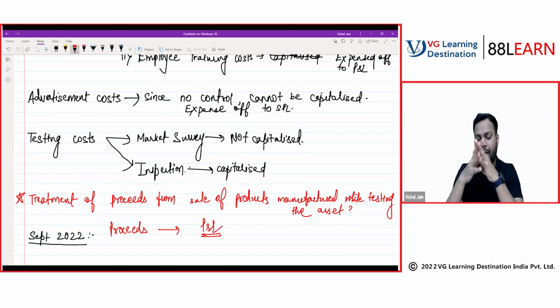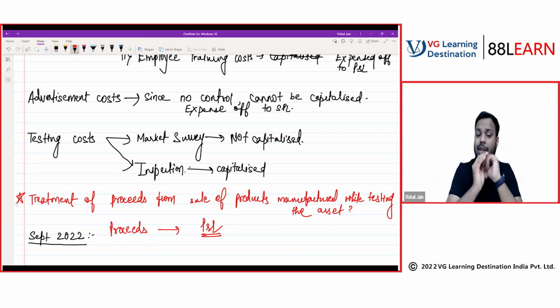Khushbu, what I'm trying to say here is, when you manufacture any product as part of testing, the product which you develop, you will definitely not throw it off or discard it. You will sell it in the market and generate revenue. Now the question is, what should be the treatment of the proceeds or the revenue which you will receive from selling the product which you have manufactured while testing the asset?